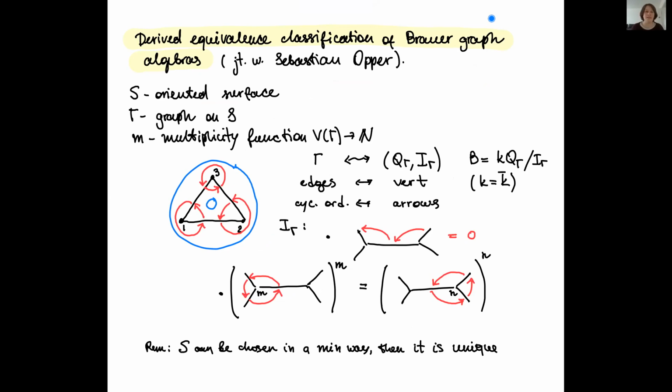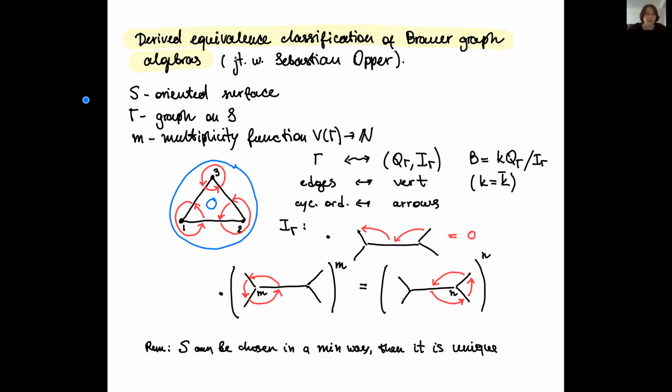So as the title suggests, I want to explain the derived equivalence classification of Brauer graph algebras, and this is based on a joint work with Sebastian Opper. So let me start with the definition of what a Brauer graph algebra is.